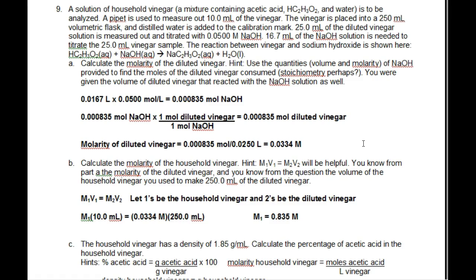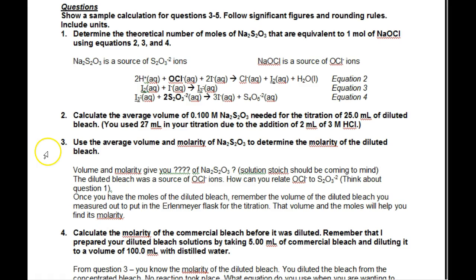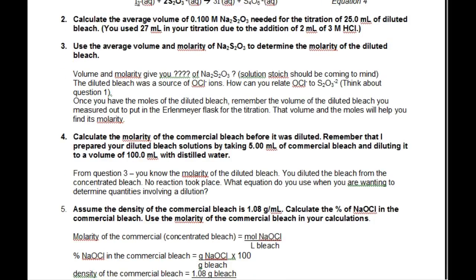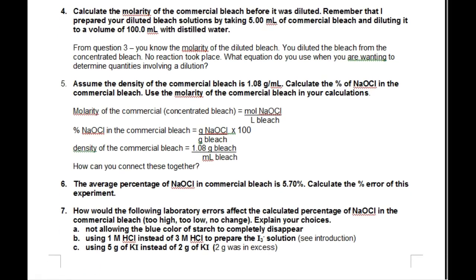You're going to follow basically the same process to do the question we were just talking about. So if I go back to those, again, that should help you with number 3. Number 4 is like 9b from your pre-lab. It says calculate the molarity of the commercial bleach before it was diluted.